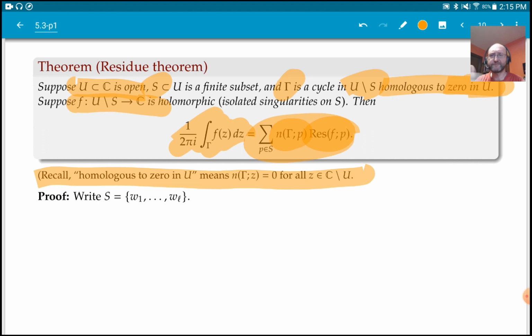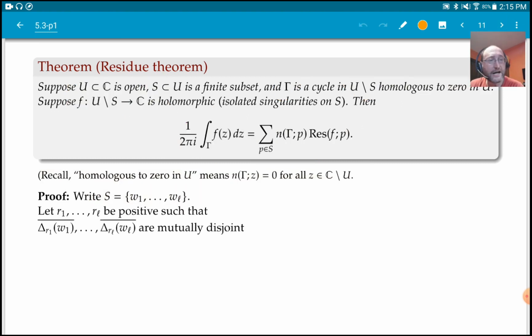All right. So let's prove this. Let's write S as finitely many points, and I'm going to write them as w1 through wL. Now let r1 through rL be really, really small numbers such that all these closed disks around w1 through wL are mutually disjoint. So I can shrink these r's. I could even pick just one r, really, so that they're all mutually disjoint.